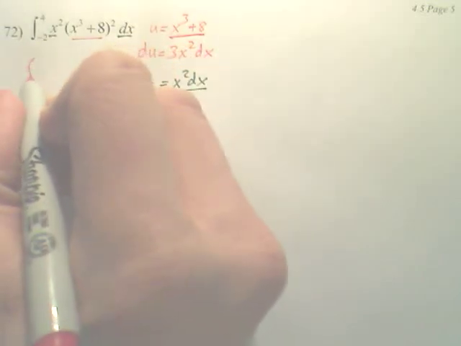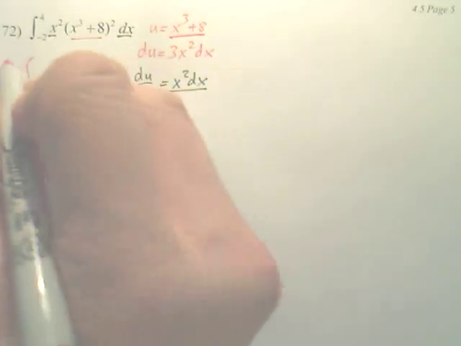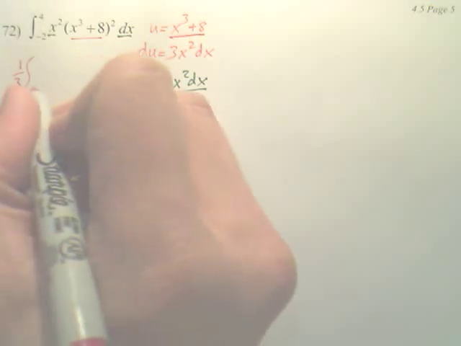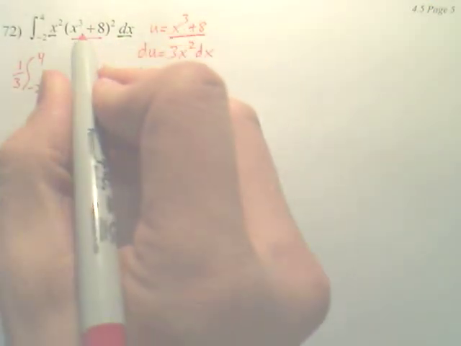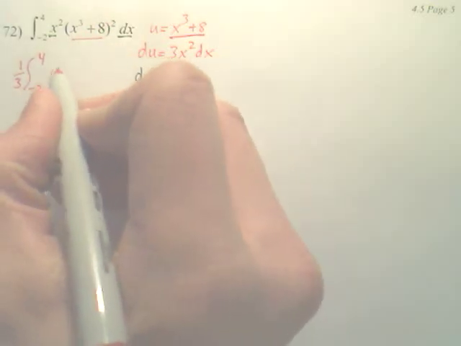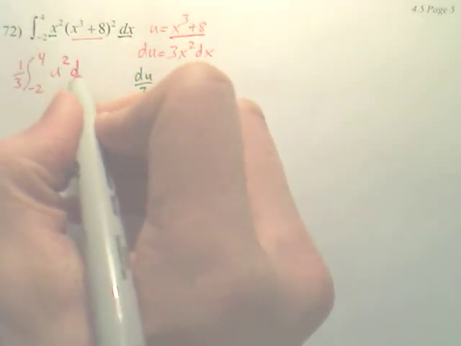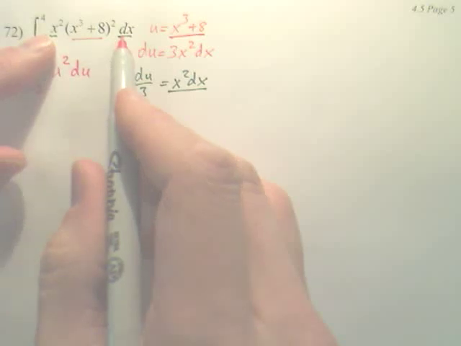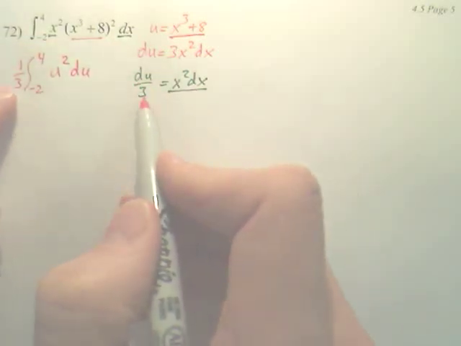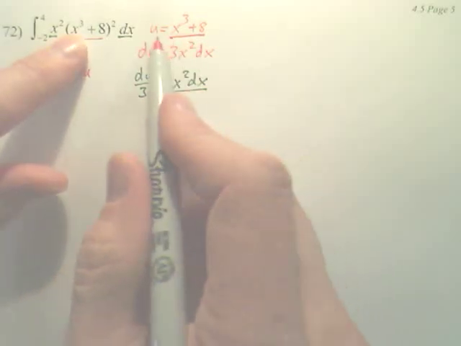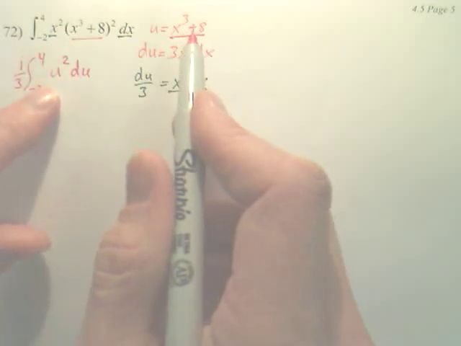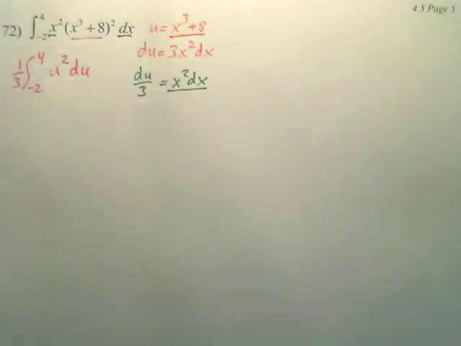So we now have a 1/3. Pull that 1/3 out front. You have a -2 here, a 4 here. We're left with u squared and du. Again, because x squared dx is du over 3, so I put the du there and I put the 1/3 out front. And then u is x cubed plus 8, so I got u squared. I now have a really simple problem.